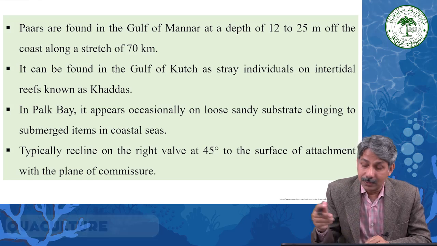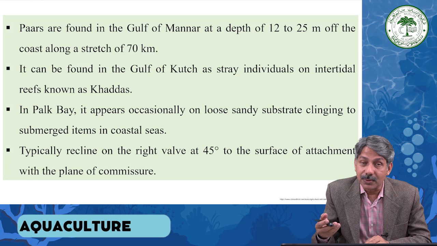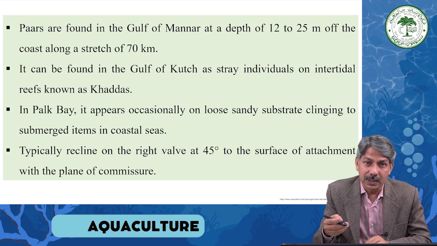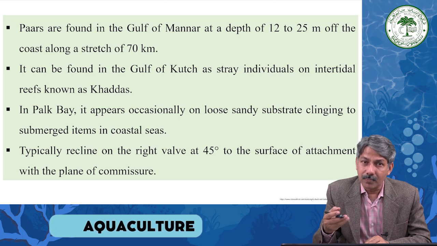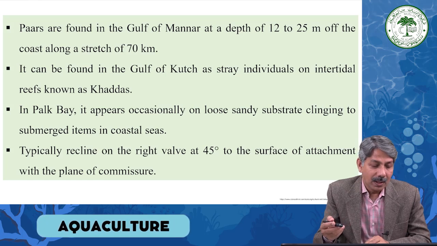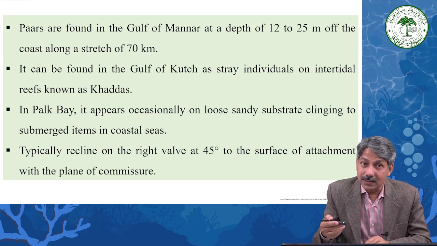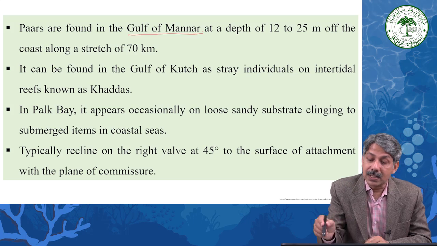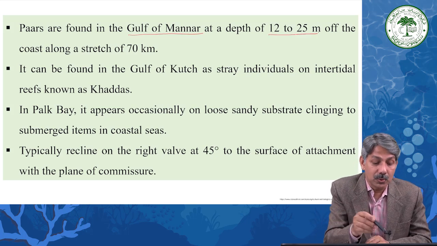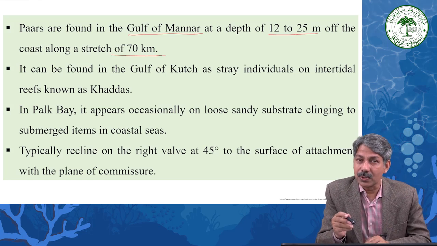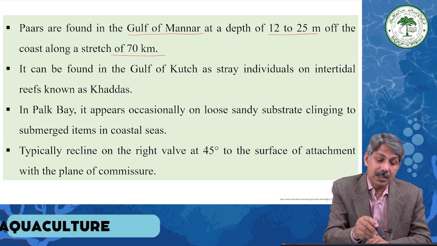These paars are found in the Gulf of Mannar in India. Otherwise, they are distributed in many parts of the world, and especially in Japan they are being utilized for wonderful pearl farming practice. In India also we are doing that, but Japan has been producing pearls from Pinctada fucata for very long. They are found in the Gulf of Mannar at a depth of 12 to 25 meters off the coast along a stretch of 70 kilometers. So the Gulf of Mannar is considered very rich in terms of Pinctada fucata distribution.